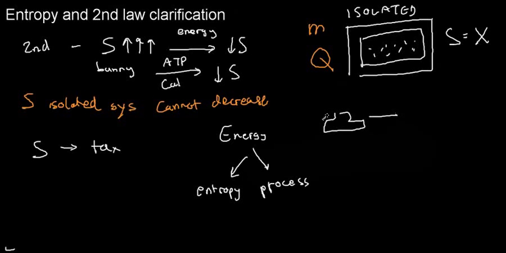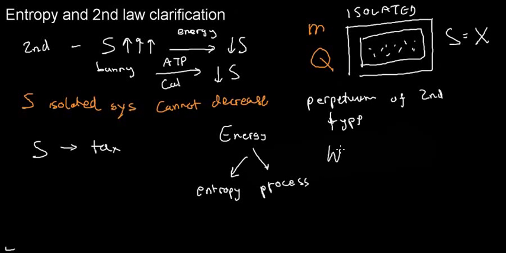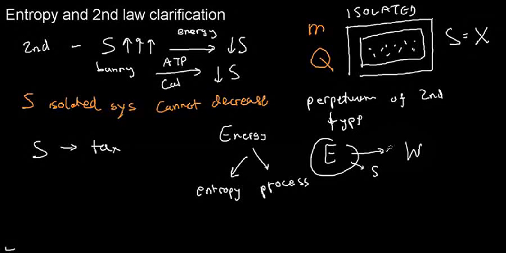And this whole idea of entropy being a tax relates to the idea of the perpetuum mobile of the second type, I believe it is. And again, this is not necessarily something that you may be asked about in an exam. I'm just explaining something that was in the lecture slides. Perpetuum mobile of the second type says that I can't take a certain amount of energy and turn it into work fully. I'm going to have some tax that I need to pay to my entropy. I can't take all this energy and transfer it to work.